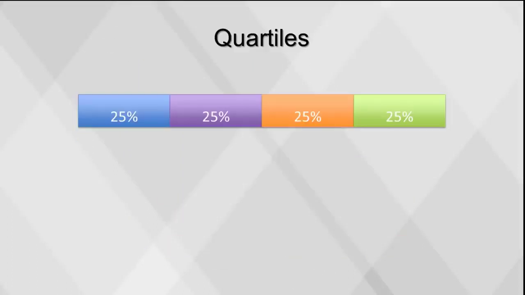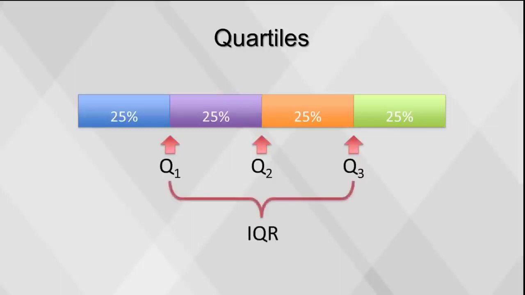Another measure of spread is the value of each quartile. We take the total number of data points we have and divide them into 4 parts. The value corresponding to the endpoint of each part is the quartile value. The interquartile range is the difference between the value at the third quartile minus the value at the first quartile.